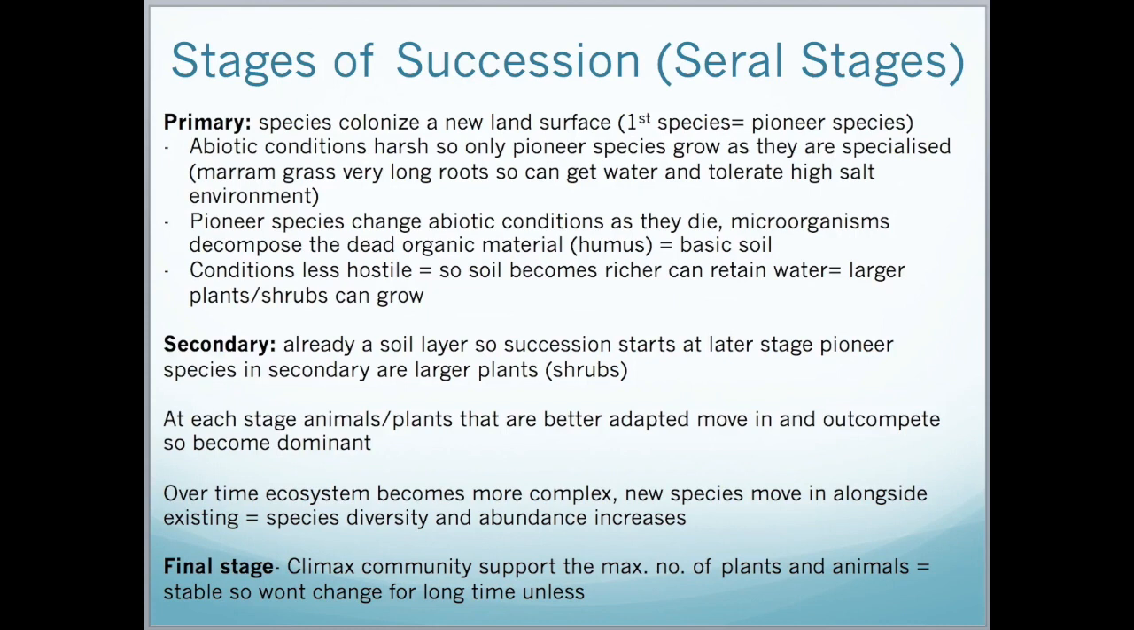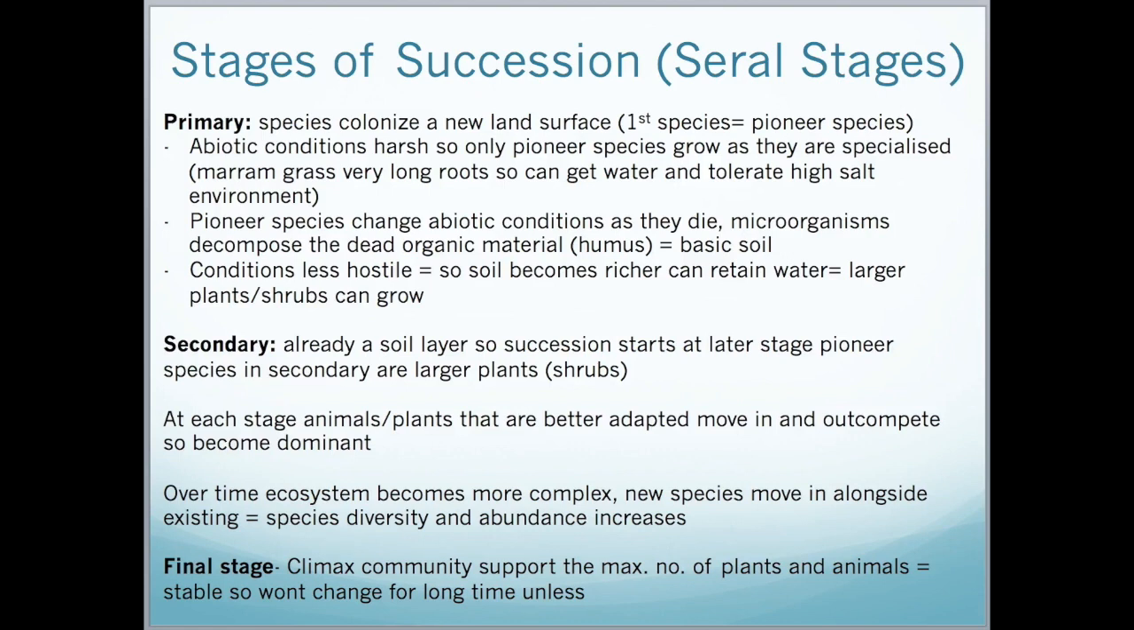Microorganisms decompose the dead organic material, so the soil becomes more basic, which means that the conditions are less hostile as the soil becomes richer and can retain more water, which allows larger plants and shrubs to grow. So this leads on to the secondary succession, which allows the plants and shrubs to grow. At each stage, animals and plants that are better adapted move in and outcompete the existing species, so the new species becomes dominant. Over time, the ecosystem becomes very complex.